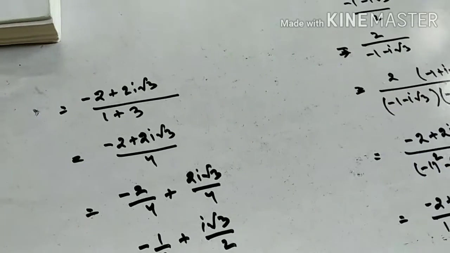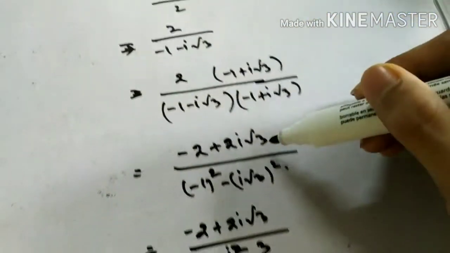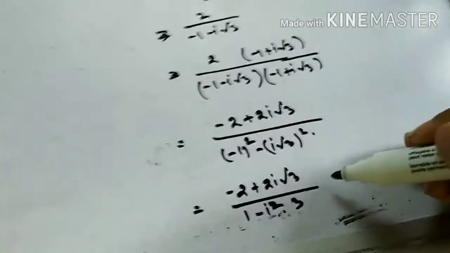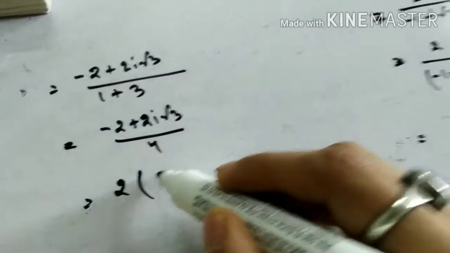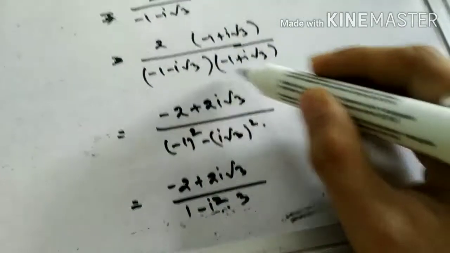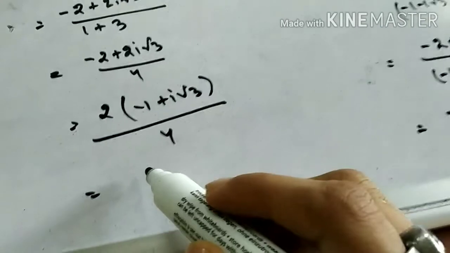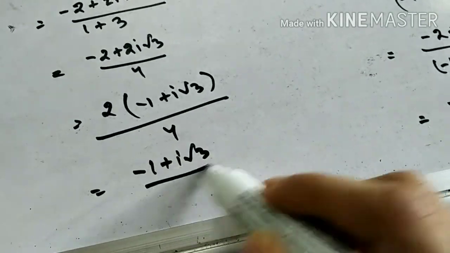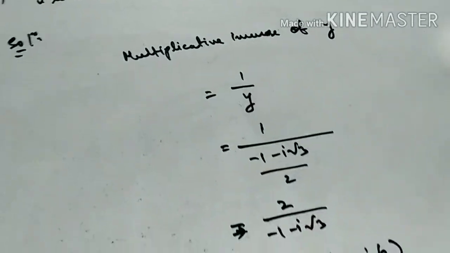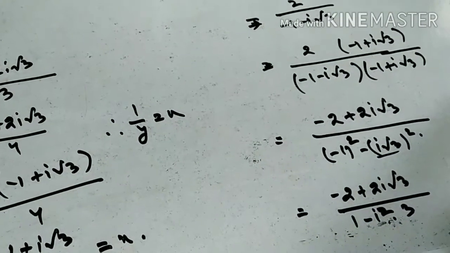Or else let's do one thing in here. In here 2 I multiplied it with this one. You no need to do this multiplication. You keep 2 separate only. I have done it in here, so again I have to take common. So simply I did multiplication. You no need to do the multiplication. Understand? Keep 2 outside only. So this becomes minus 1 plus i root 3 by 2, which is equal to x. Yes, which is equal to x. So therefore I can say that 1 by y is equal to x.